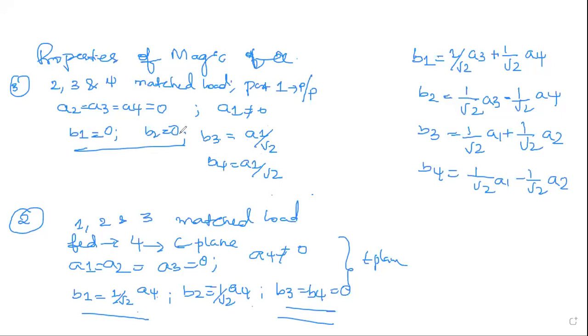So the magic T, what is the magic, or why do you say it is magic? Because in this magic T, even though ports 1 and 2, which we considered as collinear ports, port 2 will be clearly visible when looked through port 1. So that is what the concept is: no signal can come out of port 2 when power is fed across port 1.